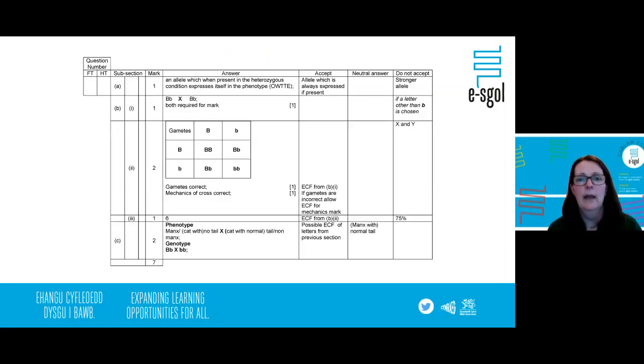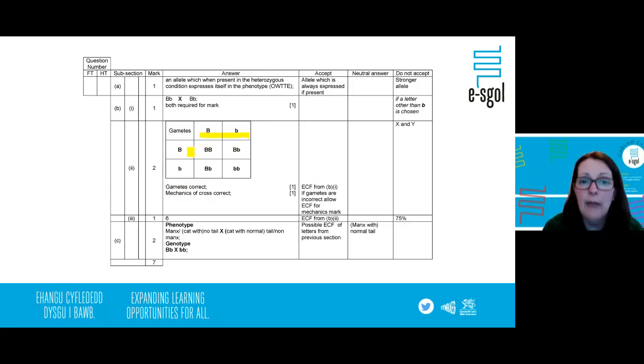So here, our answer for dominant would be an allele which, when present in the heterozygous condition, is shown in the phenotype. So it just means that when you have a heterozygous cross, then that phenotype is always expressed. The second part was asking us for the genotypes, and it tells us to use the letter B. So you need to have heterozygous because they're both Manx cats, so we need a big B and a little b to be written. If we move on to the Punnett square, we can see we've got big B, little b crossed with big B and little b.